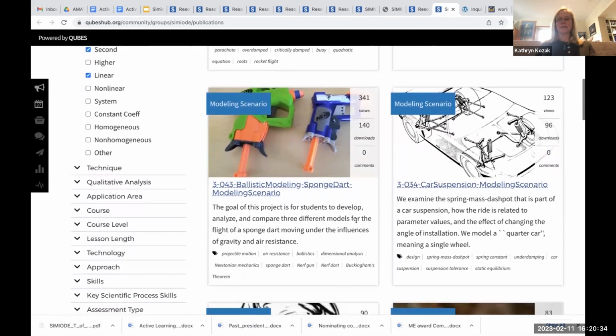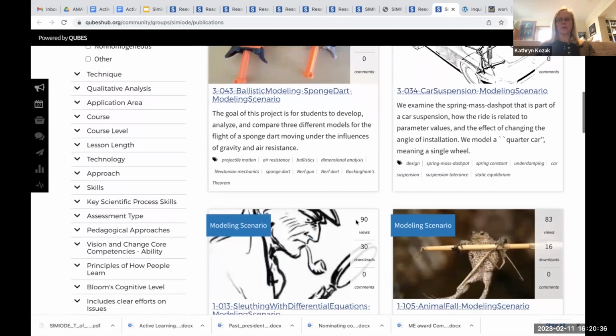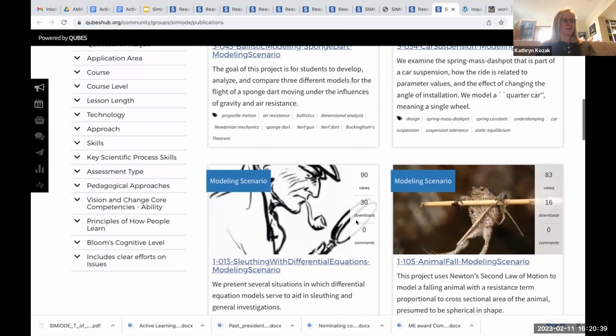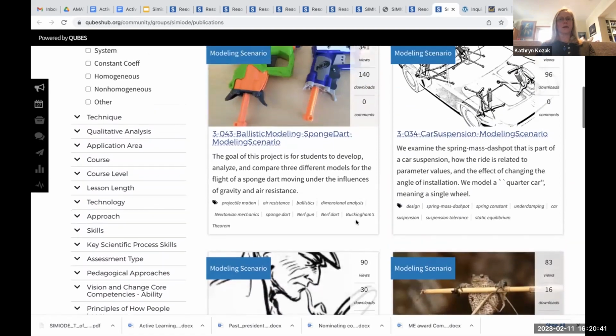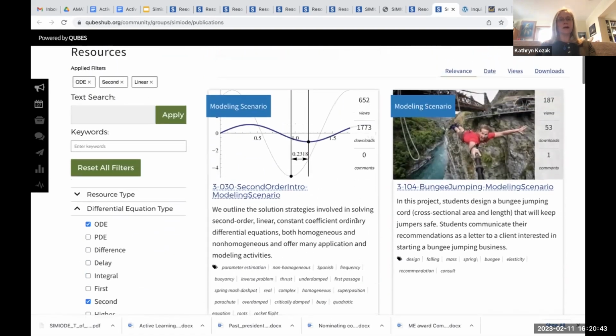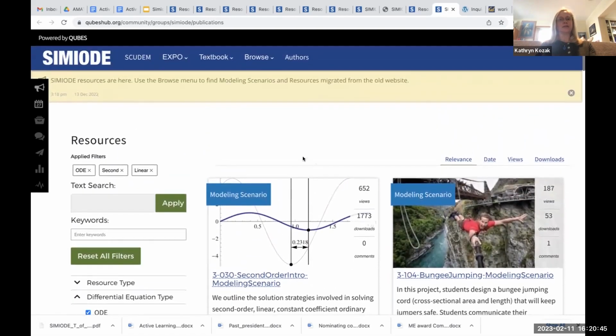So it's a really nice feature of these to be able to use these in your classes to introduce your students to what's going on. And then also, don't be afraid to use them in this fashion.